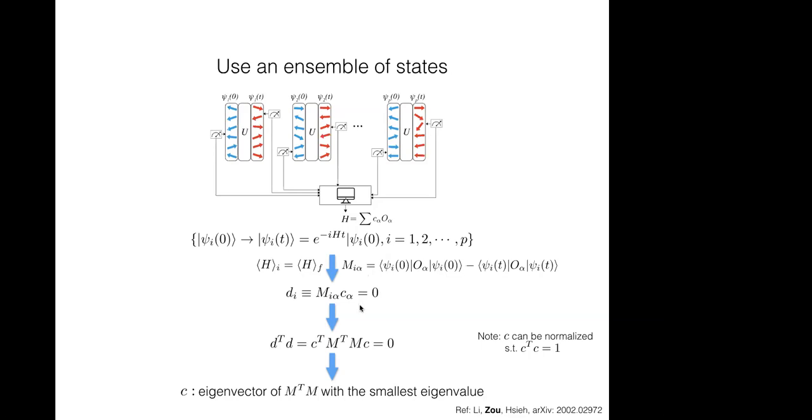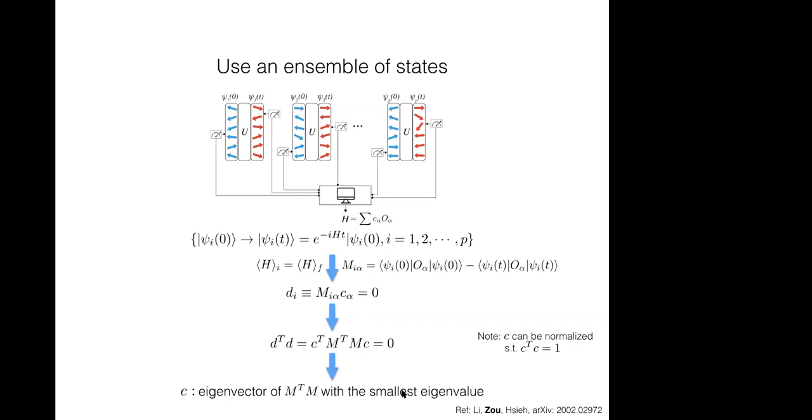In fact, we don't even need to solve the linear equations because this equation also means the vector D defined here has zero norm. And you notice this M^T M is a positive semi-definite matrix. Then after some thought, you realize this just means C is the eigenvector of M^T M with zero eigenvalue.